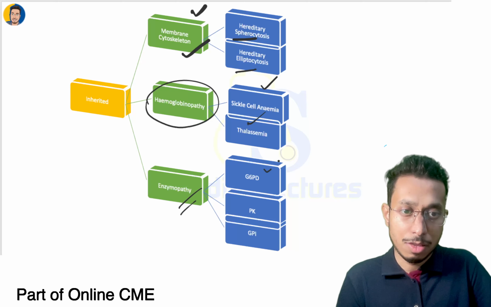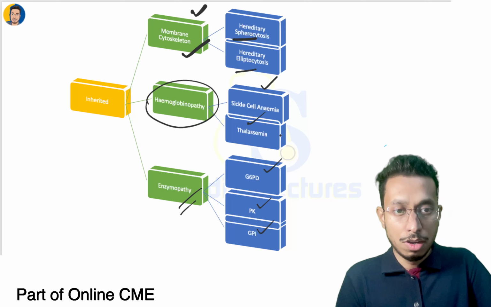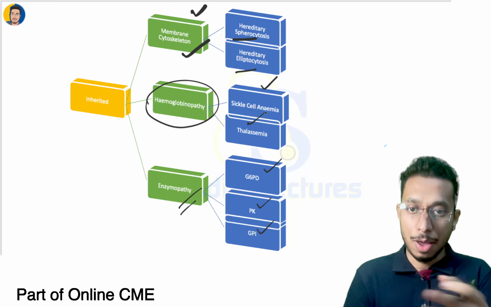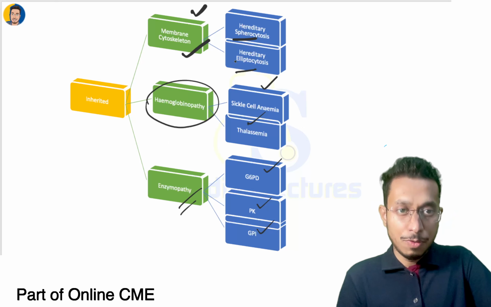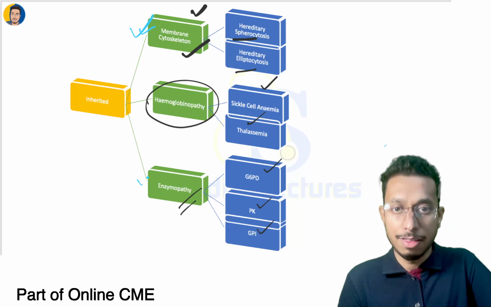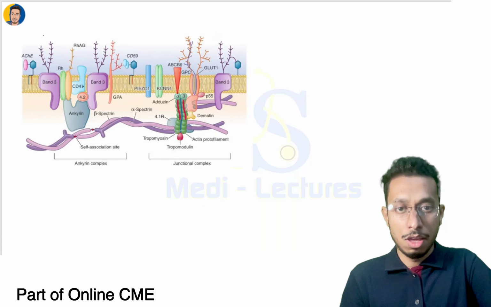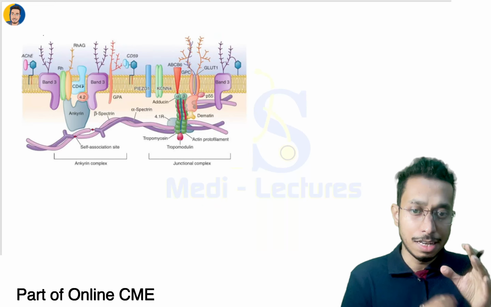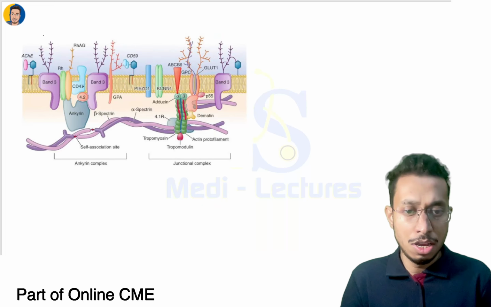The most common enzymopathies are G6PD, followed by pyruvate kinase and glucose phosphate isomerase. Now sickle cell anemia has been discussed already, and thalassemia I will discuss in another video. In this video we are going to look at the defects of the membrane cytoskeleton and enzymopathy. Alright. Okay. So this is the main RBC membrane, and this is nothing but a multiprotein complex.